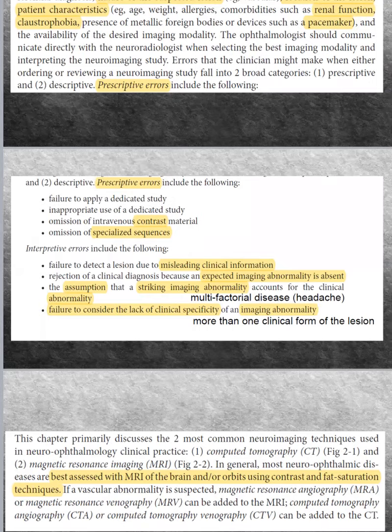So if I have prescriptive errors, what are the prescriptive errors? Here the patient failed to do the study, or he had inappropriate use of the study, or he omitted to be, or he refused to be injected with contrast material, and this may be important in demonstrating some tumors or some pathologies. Also, he refused, or the radiologist refused, to do some specialized sequences.